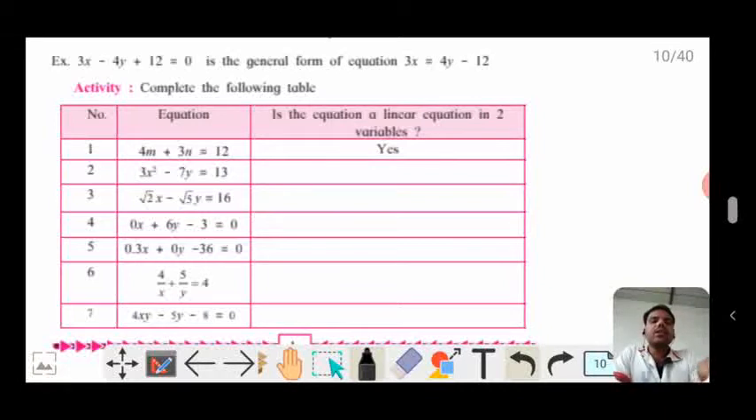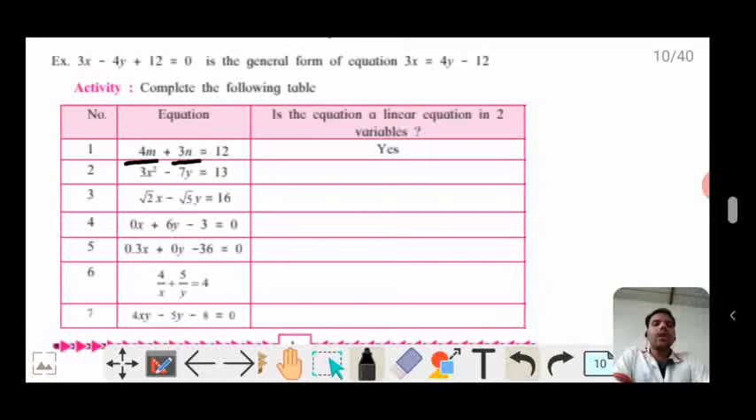Here the expression is 4m plus 3n, and the variables are m and n. You can write variables as any letter from a to z. In the first term 4m and the second term 3n, the variables are m and n, and the power of the variables is 1, that is, the degree of the variable is 1. So we can say this is a linear equation in two variables.